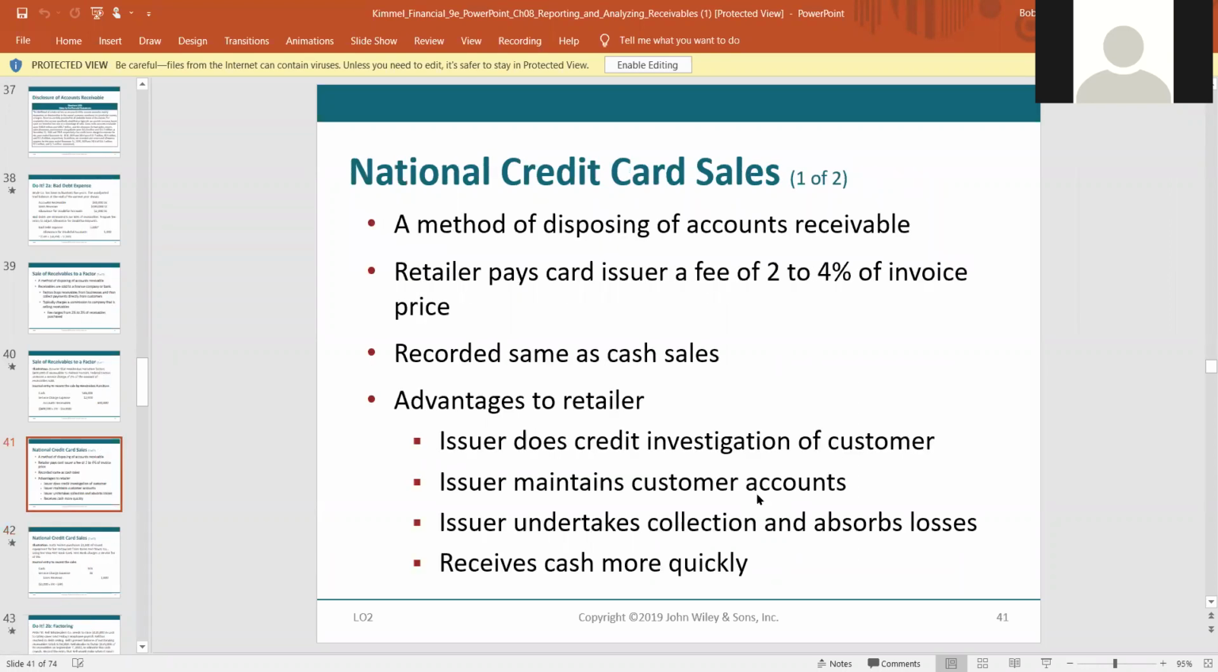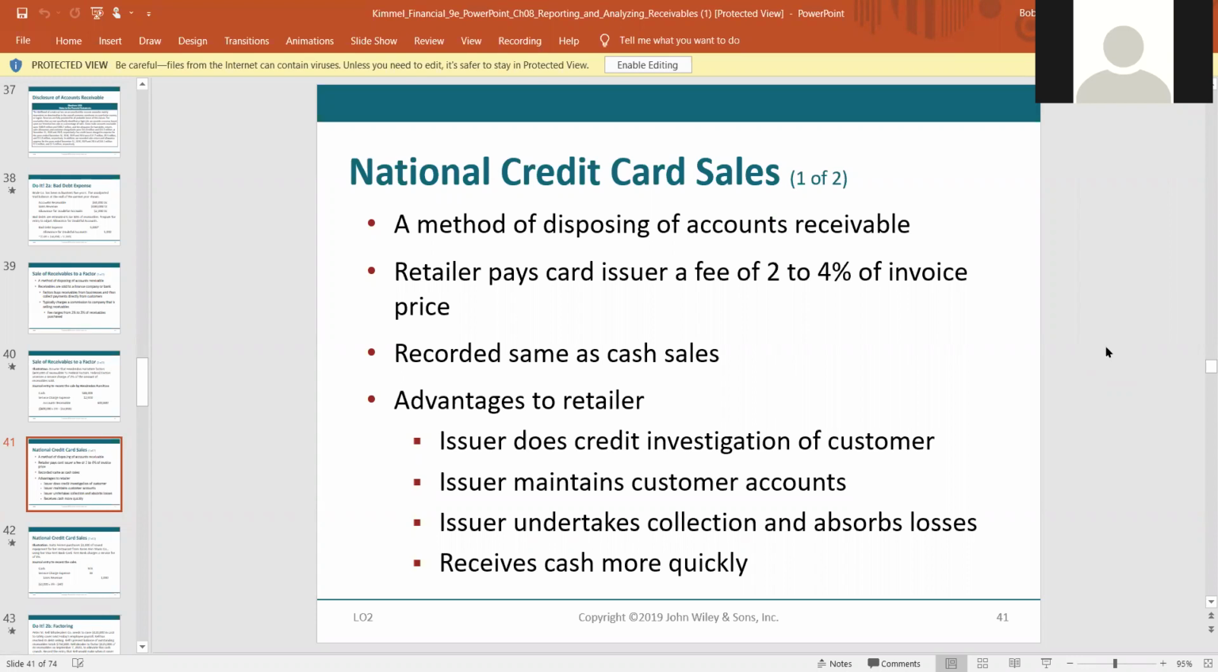National credit card sales. Retailer pays the card issuer. Here, when a customer of yours uses a credit card, you are not going to get the full amount in payment. In other words, I go into 7-Eleven every morning and I buy my jug of soda for $2. I use a credit card. Well, 7-Eleven is not going to get $2 from me. They're only going to get $1.90 because Visa takes out a dime, and that's another reduction of your gross sales.